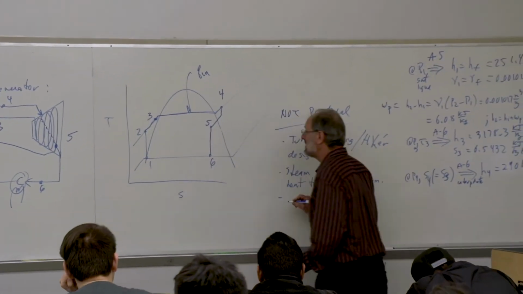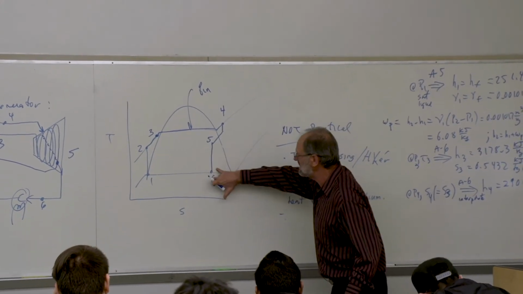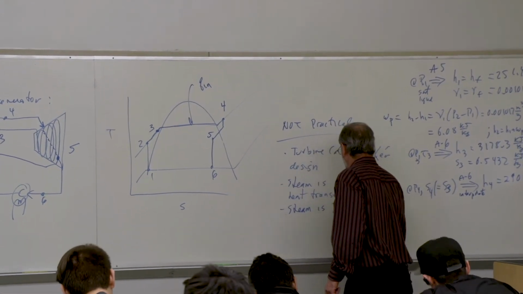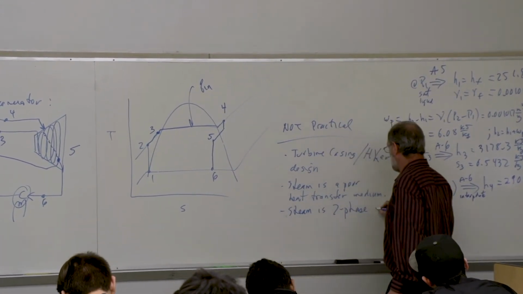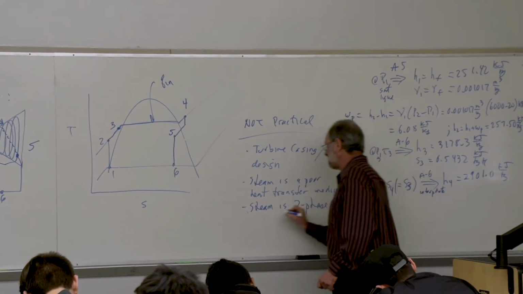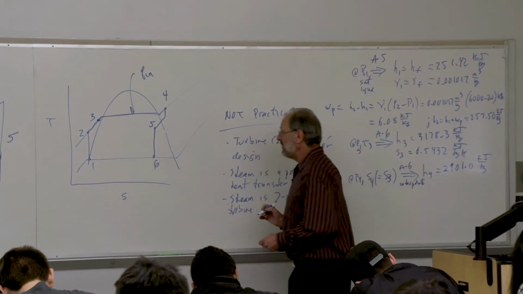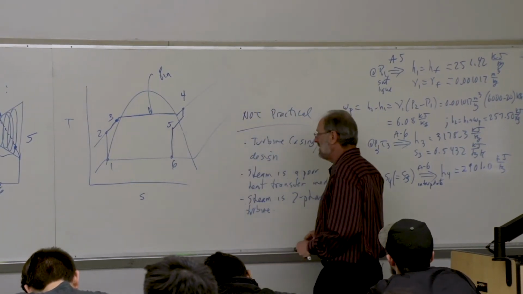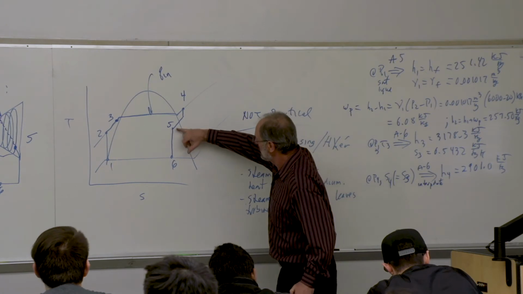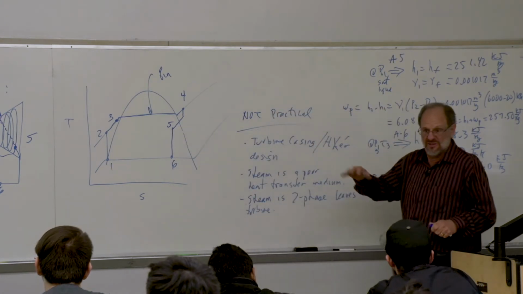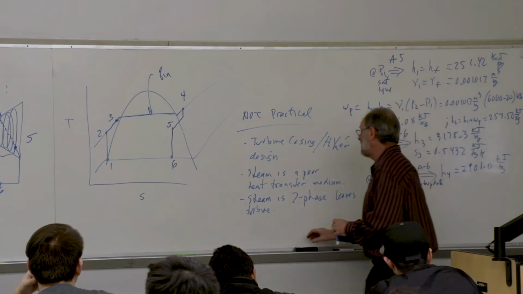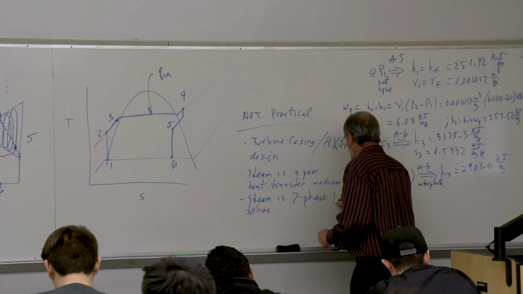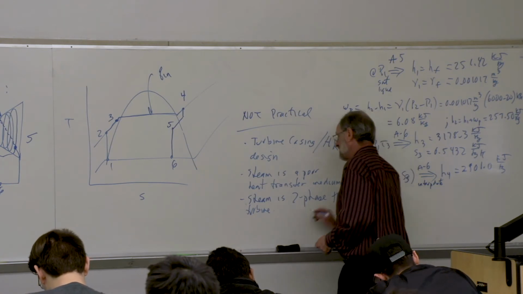A third issue has to do with the state of the steam as it leaves the turbine. And we'll note that the steam is a two-phase mix as it leaves the turbine. And we really don't want that, okay? In fact, maybe I shouldn't even say as it leaves the turbine. I should probably say it's a two-phase mix during the last half to two-thirds of its travels through the turbine. So steam is a two-phase mix through much of the turbine.